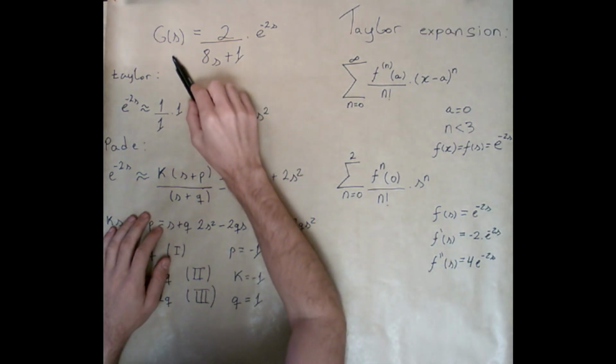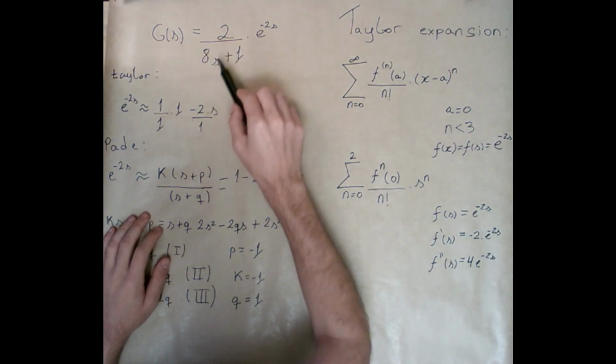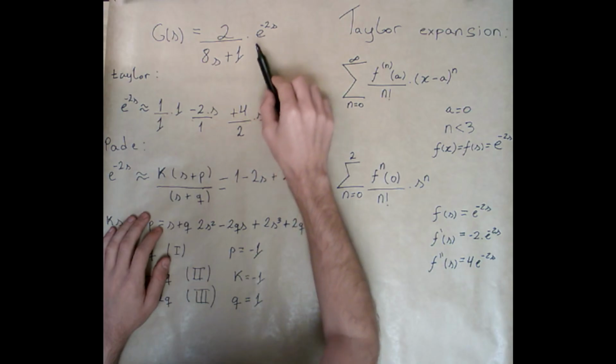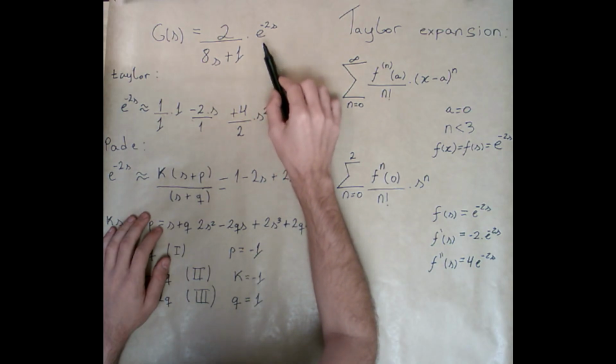Hello, in this video you and I are going to plot the root loci of a given transfer function. The given system is represented by G(s), where G is 2 over 8s plus 1 times e to the power of minus 2s.